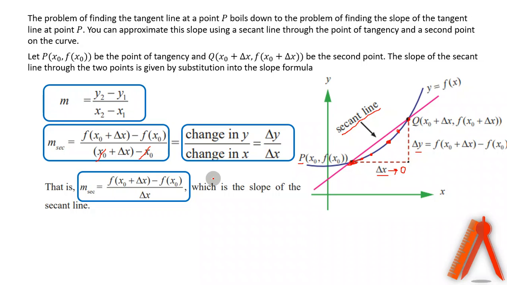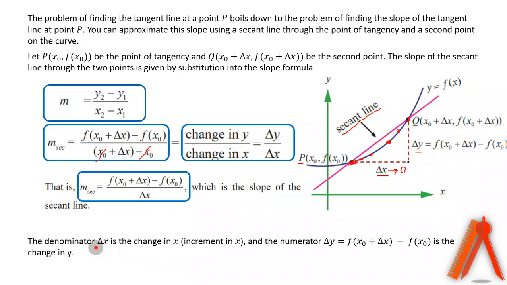So if we want to find the tangent line or the slope of the tangent line at this particular point P, then we need this delta x to move to 0, not equal to 0. We are moving this point to 0, so you can say delta x tends to 0 to find the derivative. The denominator delta x is the change in x, that is the increment in x, so we need to decrease it to 0. And the numerator delta y is the change in y.